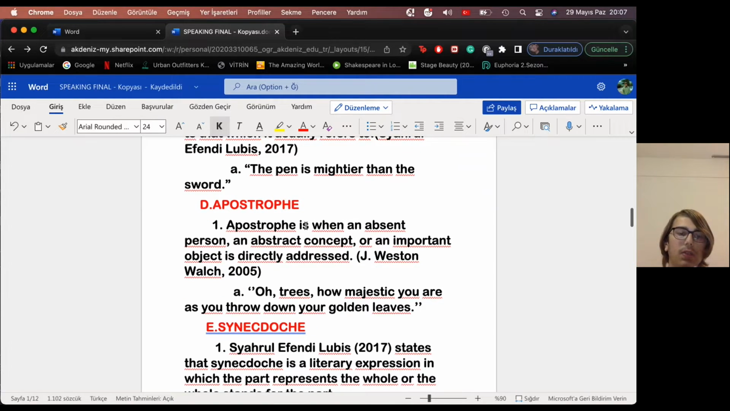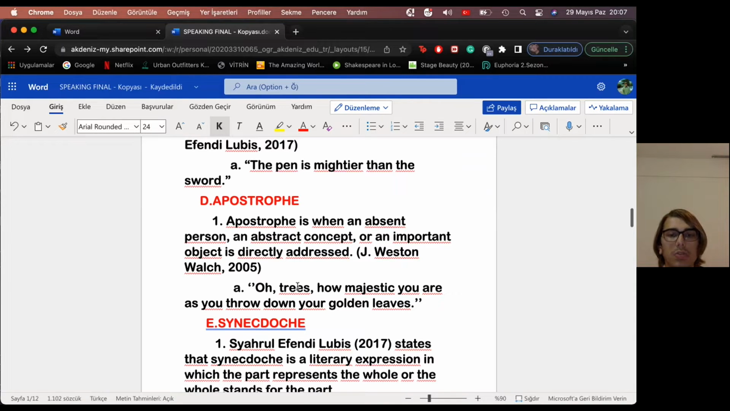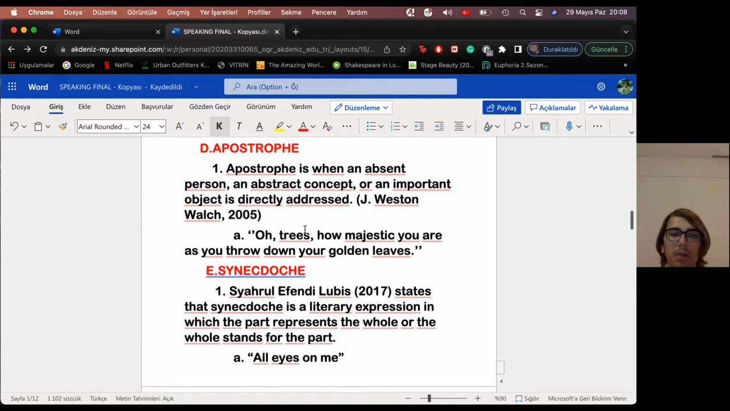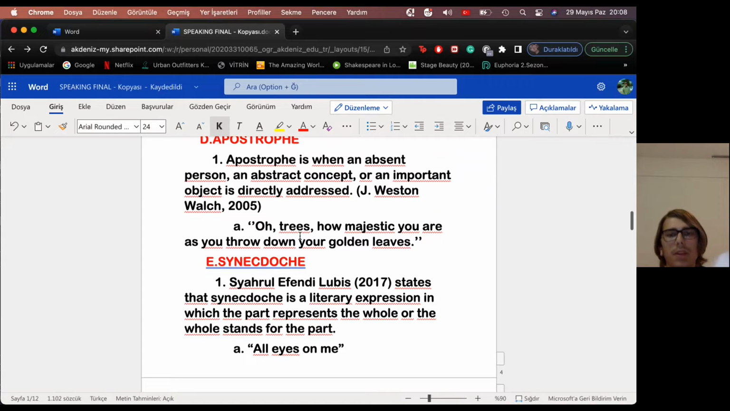In this example, it means the written word is more powerful, more effective than violence in terms of communication. So apostrophe is something that occurs when you talk directly to an inanimate object, like the trees. Oh, trees, how majestic you are! Here in the example, the writer is talking to trees, an inanimate object.